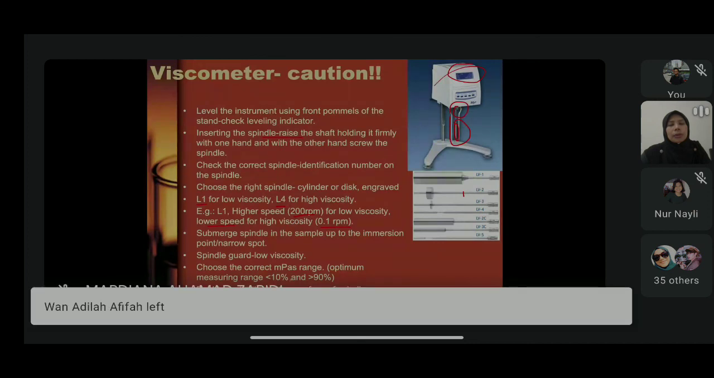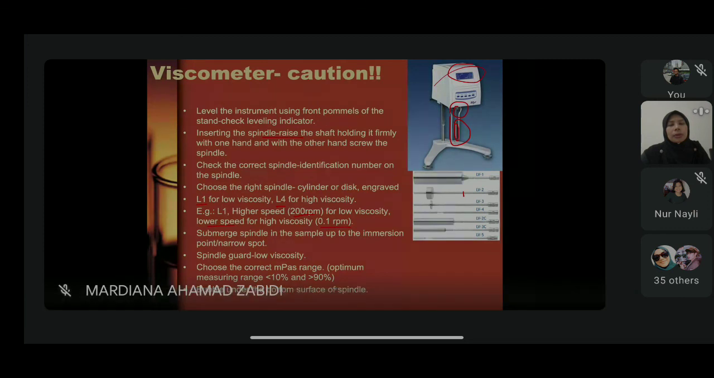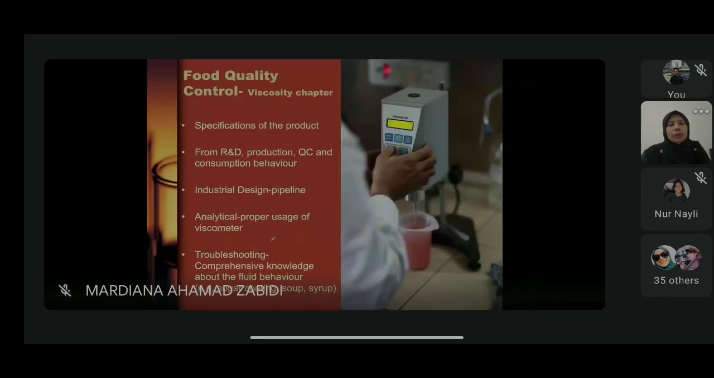Alright, and then you need to make sure that there is no bubble inside the sample that you put in. Okay, because the presence of bubbles will interfere with the reading of the viscometer.